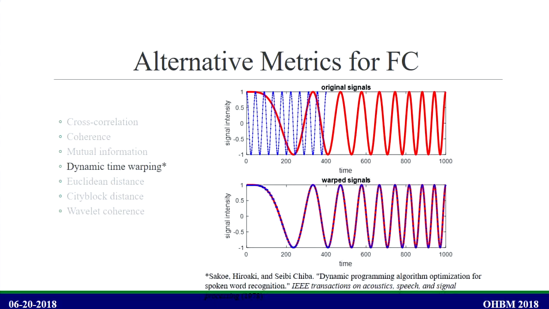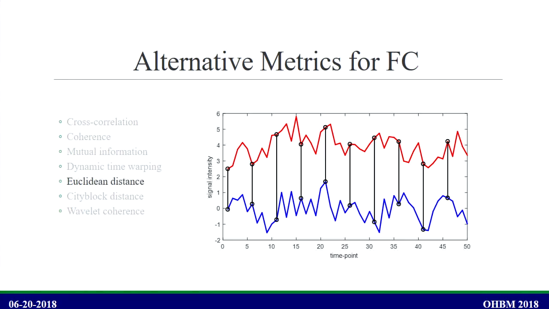Dynamic time warping is a nonlinear similarity measure. In the top panel, we see the red and the blue signals. And the idea here is to nonlinearly stretch and squish, say, one signal to match the other one, and then measure the similarity between them. In the bottom panel, the blue signal has been stretched to match the red one as closely as possible. And Euclidean distance is just a dissimilarity measure.